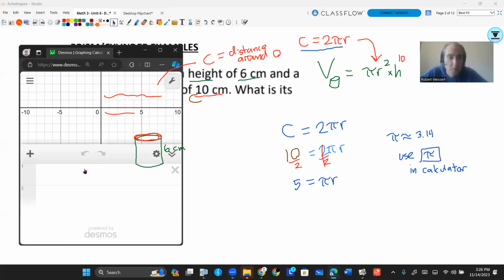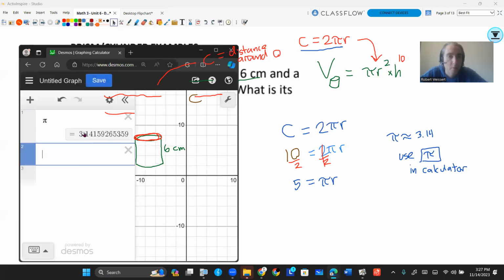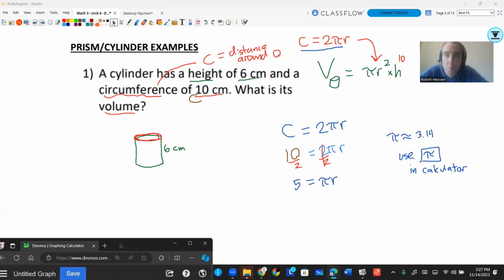If you're on Desmos, you can go into the calculator function down here and you can click this button, and that'll tell you approximately what it is. If I make that a little bit bigger, you can see the calculation there, 3.14. Or you could type the letters PI, and that'll get you the pi button as well. So either way, you can calculate that on any calculator that you have. Even handheld scientific calculators will work.